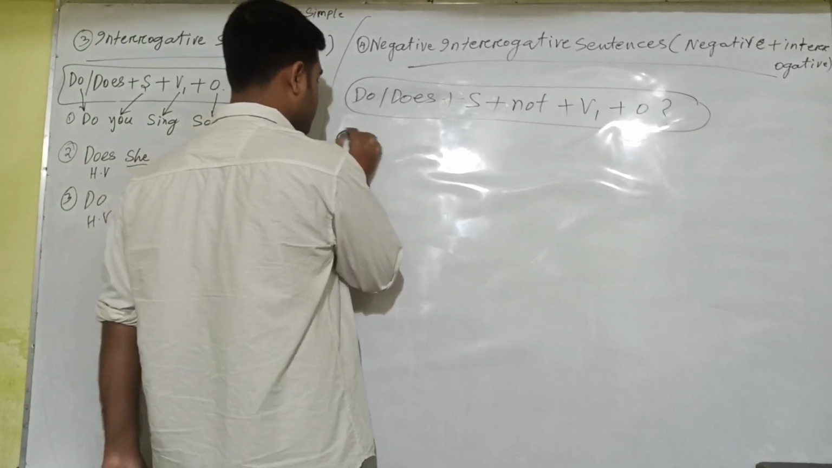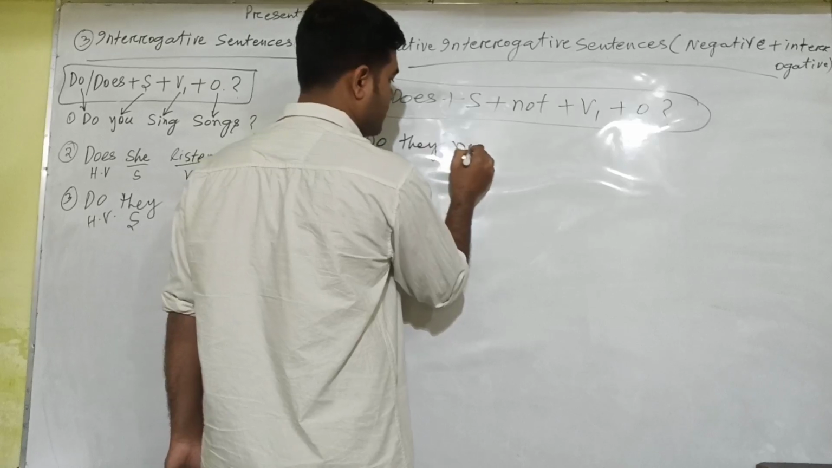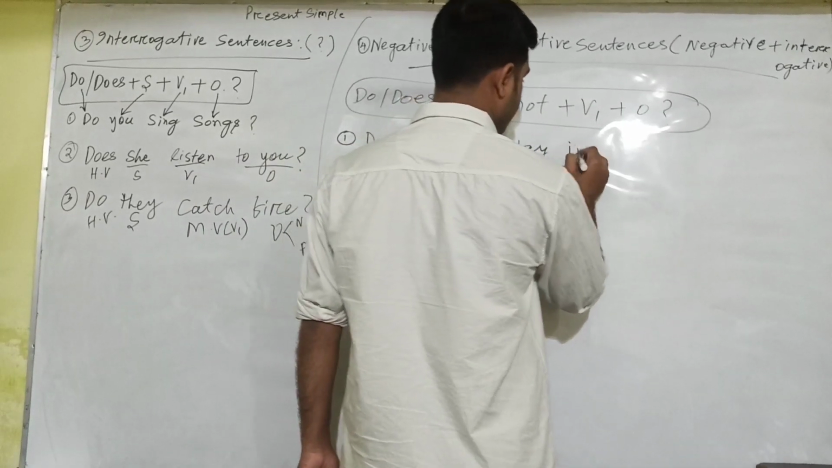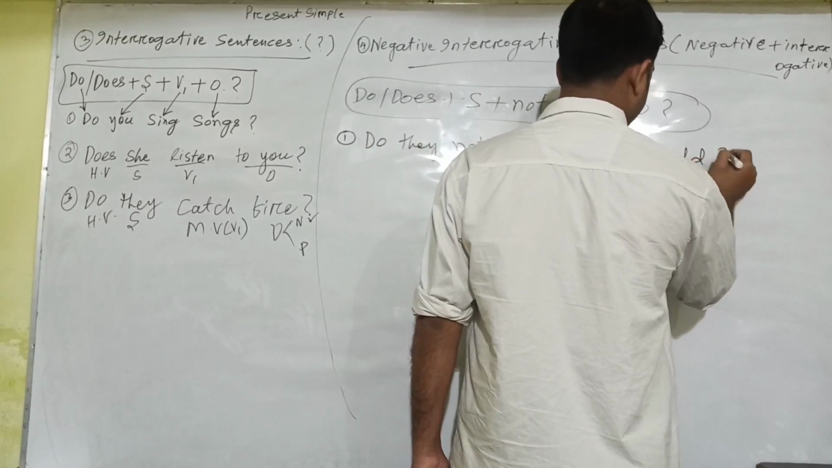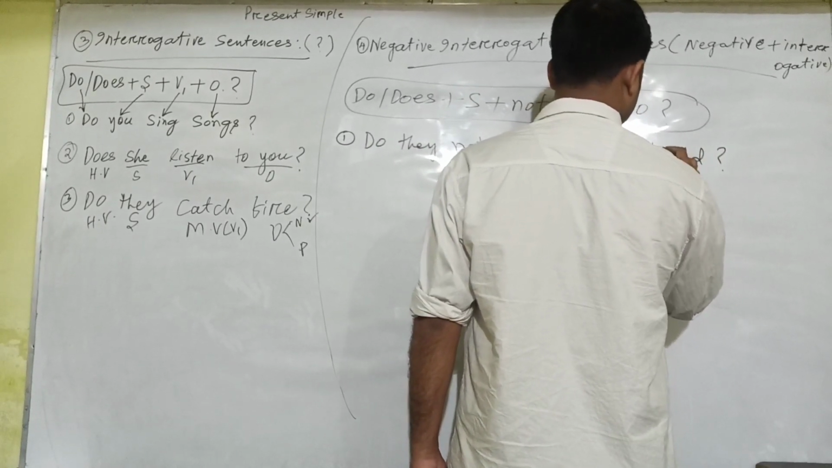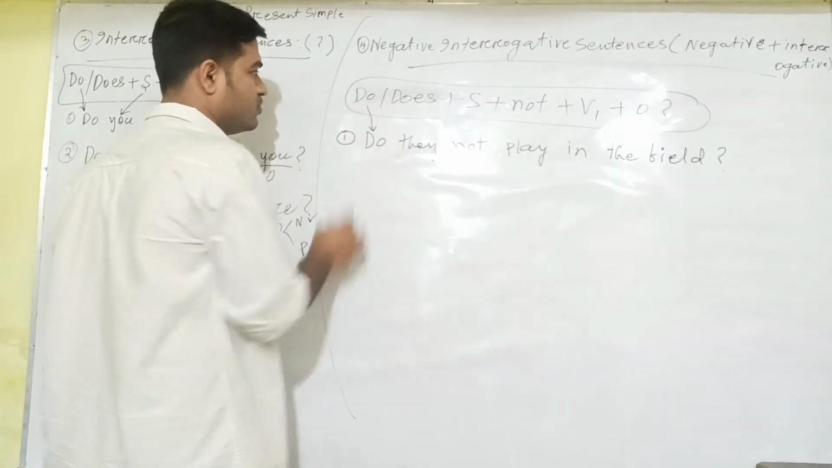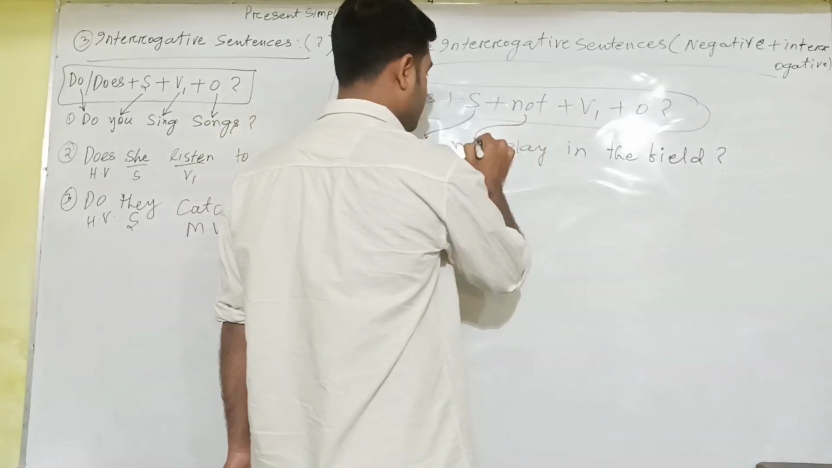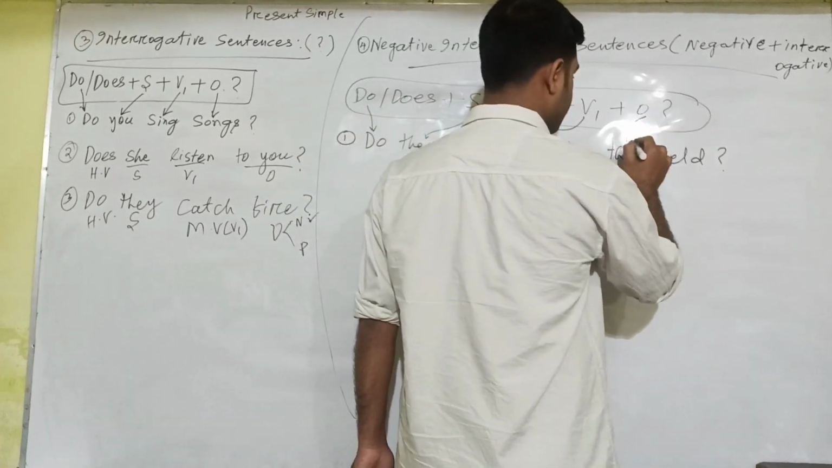I write like, "Do they not play in the field?" Do they not play in the field? So here is the helping verb, do. Here is the subject, they. Here is the not. Here is the V1. Here is the object.